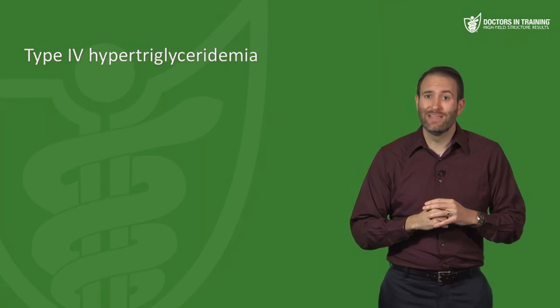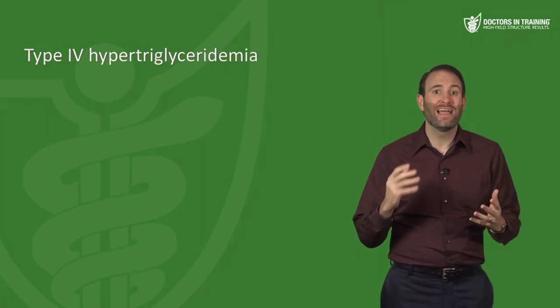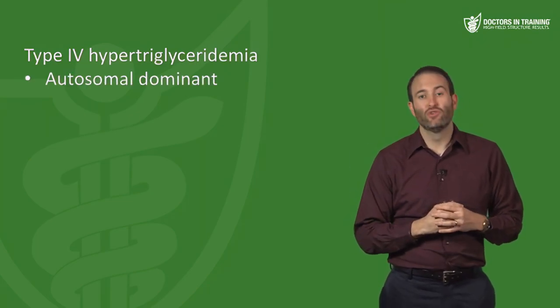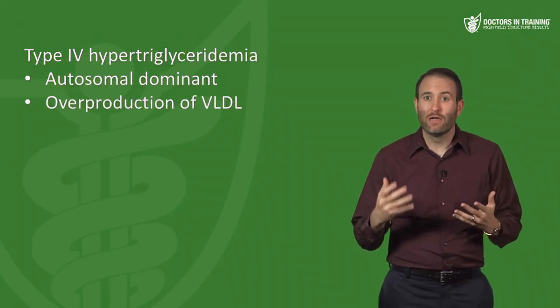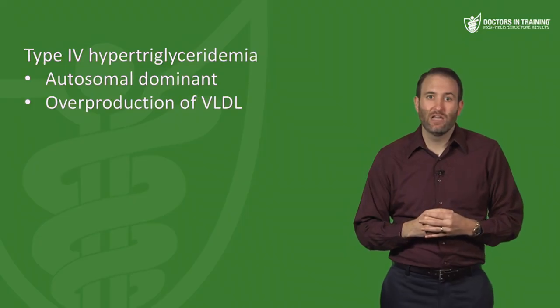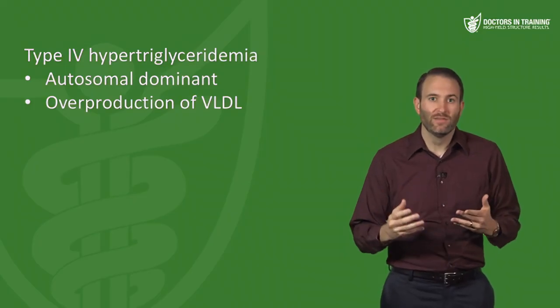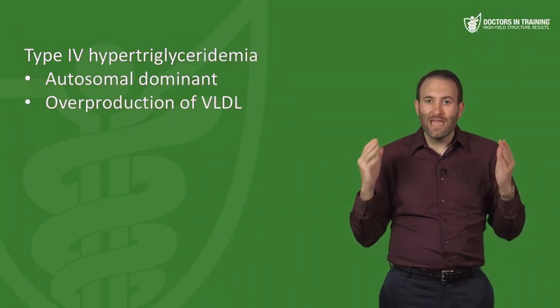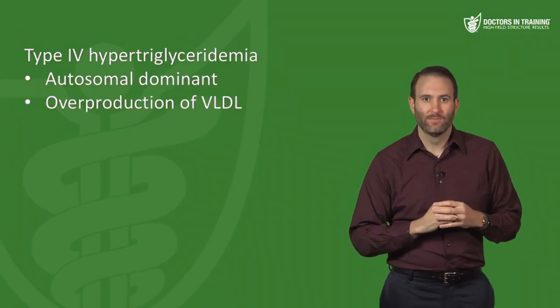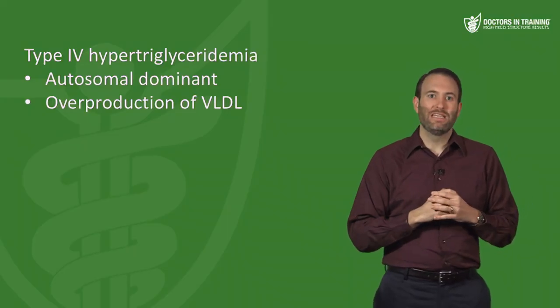And the third dyslipidemia is type 4 hypertriglyceridemia. This is an autosomal dominant condition again, and that's going to lead to an overproduction of VLDL in the liver. So you'll see an increased level of VLDL and triglycerides. And I want you to remember again, if you have really high levels of triglycerides, one of the main problems is pancreatitis. All right, that's it for dyslipidemias.